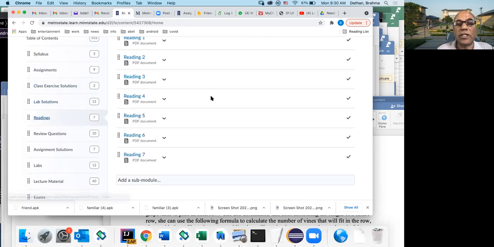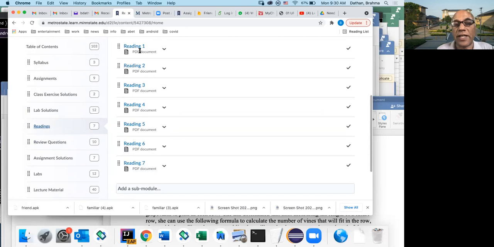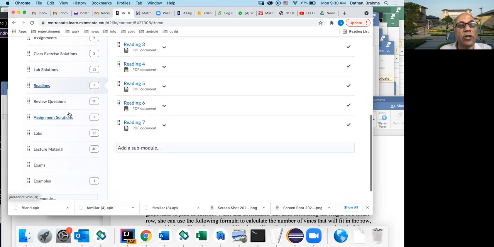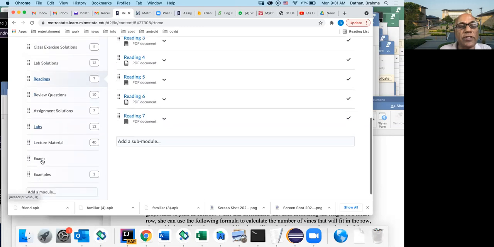There will be a bunch of documents for you to read this semester and answer some quizzes. So this readings folder gives you 7 documents which you must read. Then I'll be posting assignments in this folder, and the solutions will be posted in this folder, assignment solutions. Labs will be posted in this labs folder, and the solutions will be in lab solutions. There will be examples on some material here. It's not exhaustive, but there are some extra examples.